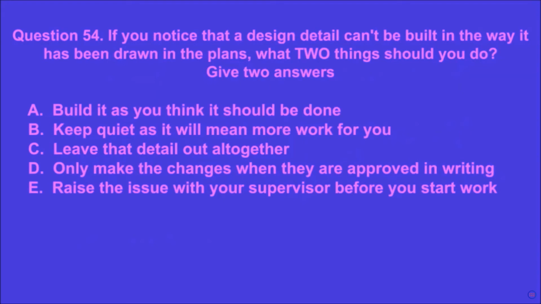Question 54. If you notice that a design detail can't be built in the way it has been drawn in the plans, what 2 things should you do? Give 2 answers. A. Build it as you think it should be done. B. Keep quiet as it will mean more work for you. C. Leave that detail out altogether. D. Only make the changes when they are approved in writing. E. Raise the issue with your supervisor before you start work. Correct answer is D and E.